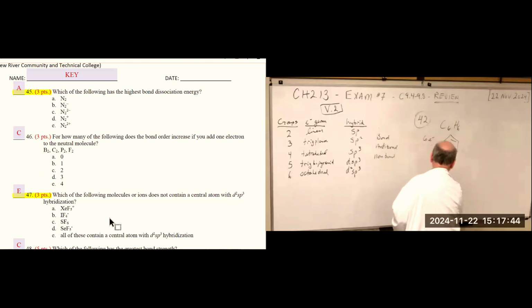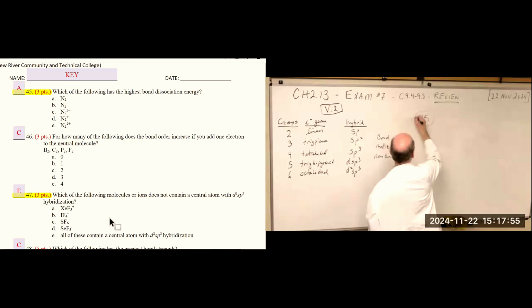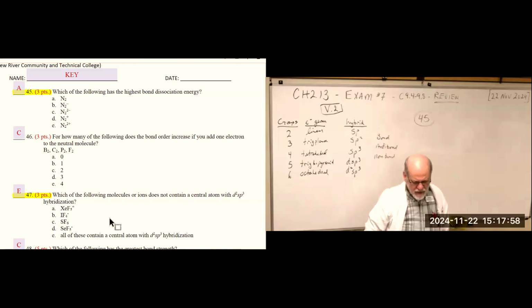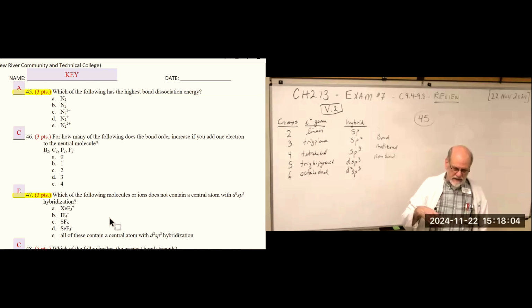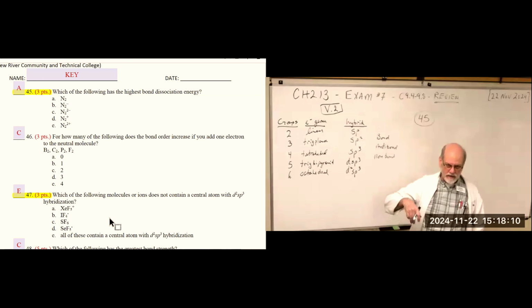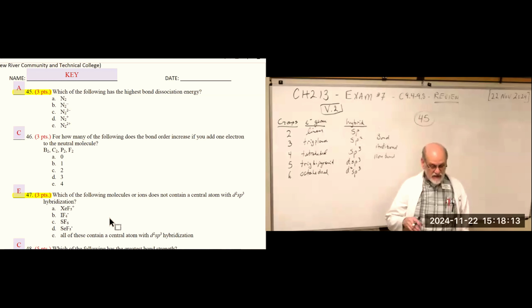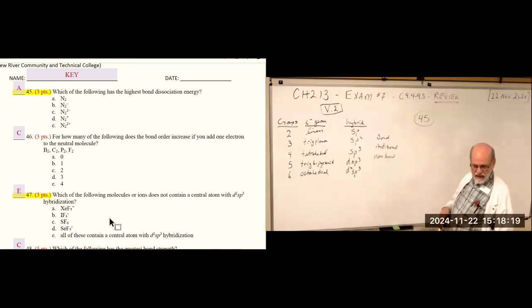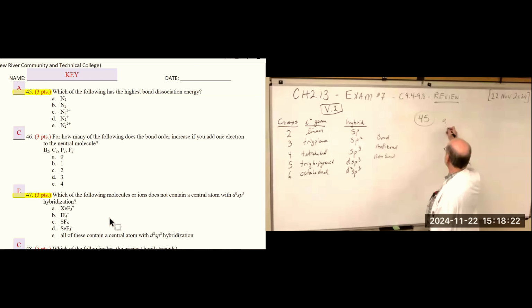Okay, 45. Which of the following has the highest bond dissociation energy? Bond dissociation energy is the same as bond strength, bond energy. How much energy is required to break the bond? So the one that has the highest would have the largest bond order, right? The strongest bond. A through E.